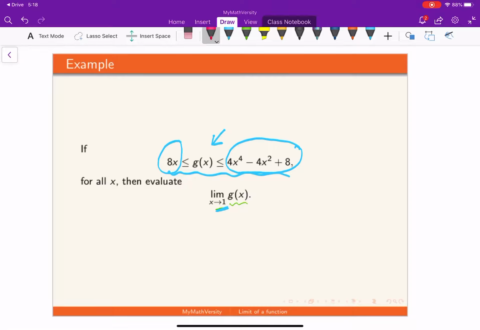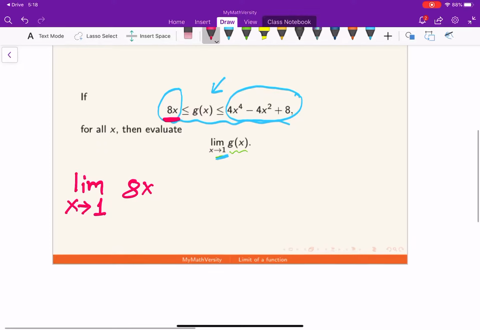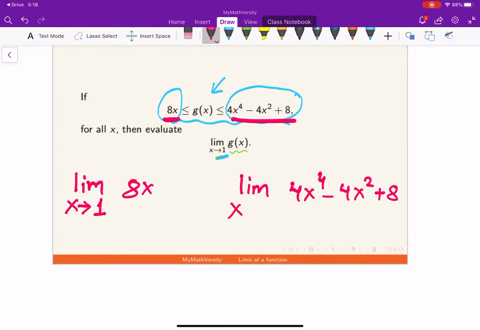So like I said earlier, if you want to use the squeeze theorem, let's try to find the limit of 8x, the function at the bottom, at 1. And then also try to find the limit of the top function, which is 4x to the power 4 minus 4x squared plus 8, at 1. Let's see if they are the same. So let's just focus on how to find the limit of these two functions.